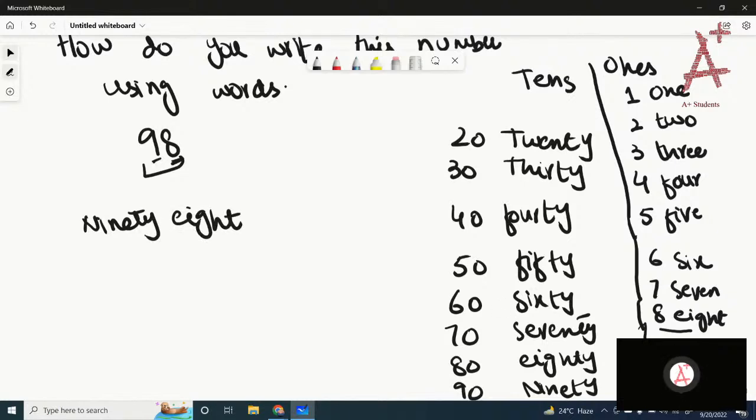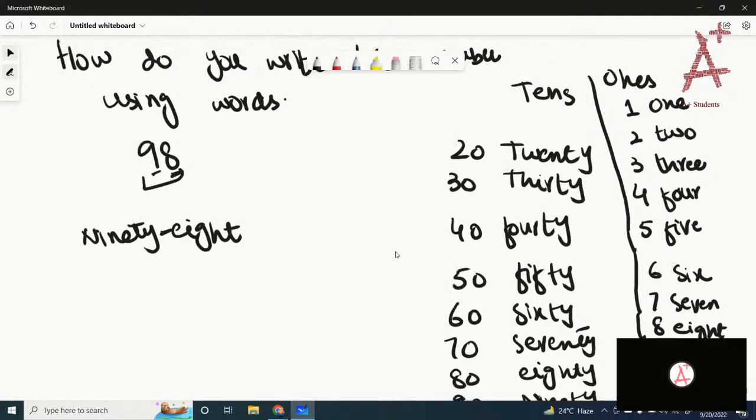You just need to memorize this table. You memorize the numbers from 1 to 9, and then from 20 to 90. You can make the rest of the numbers by using this table. Got it? You can write 98 as ninety and eight with a hyphen in between. Got it?